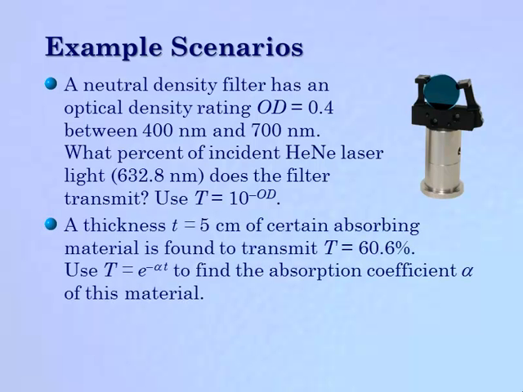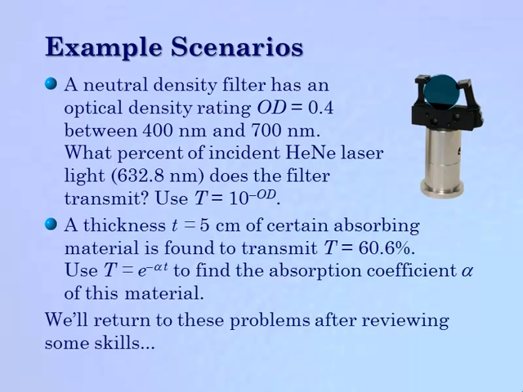Or if we have a thickness of a certain absorbing material that is found to transmit 60.6% of the light, we can use T is equal to e to the minus alpha t to find the absorption coefficient of this material, that alpha value. So we'll return to these kinds of problems after reviewing some of the concepts in this module.